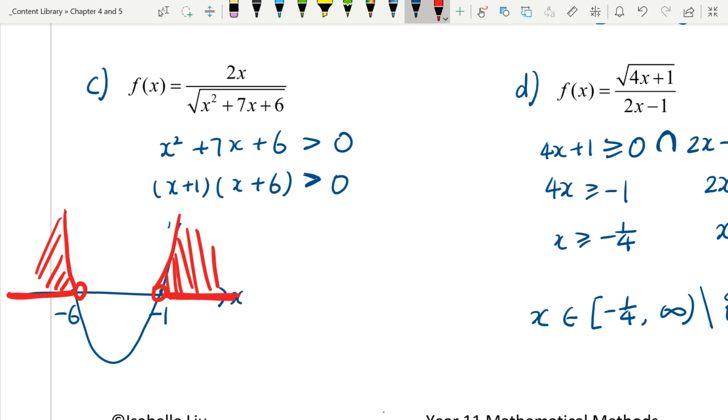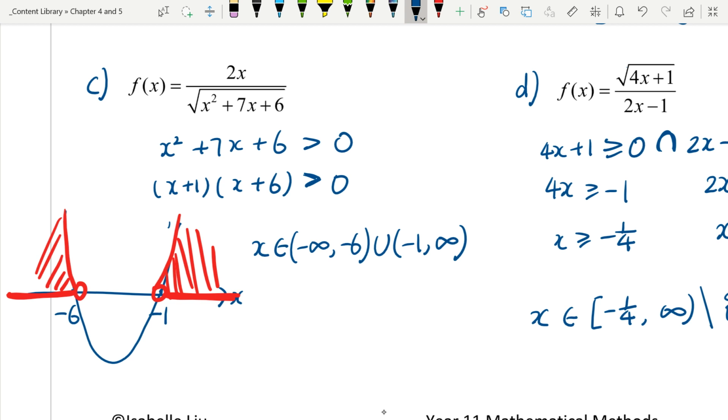Okay, so I can write it in two different ways. The first one is straightforward. x belongs to (-infinity, -6), round bracket, union (-1, infinity). So two different sets. It's not joined together, so I can just write that.